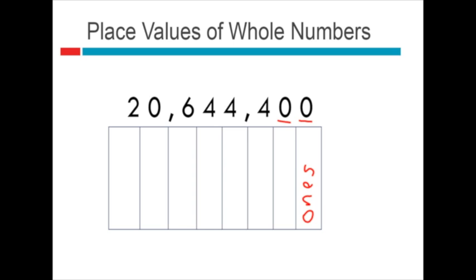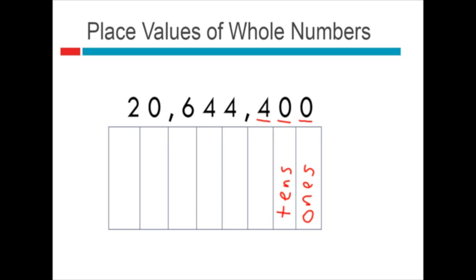The next digit to the left from there is called the tens digit. Whatever the value of that digit is, whether it be a 0 like it is now, or maybe a 3, represents that many tens. So if a 3 was there, that would represent a value of 30, which is 3 tens.